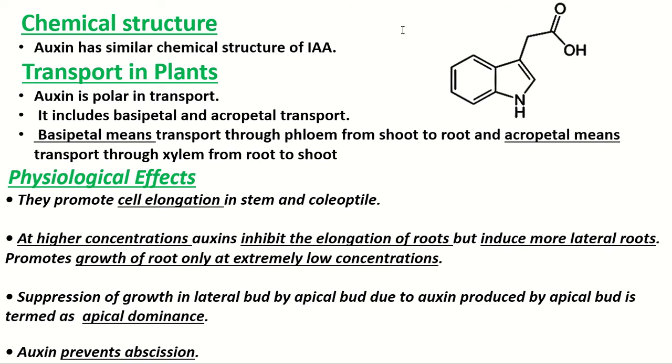Auxin prevents abscission. Abscission is the process of natural detachment of parts of the plants like dead leaves and ripe fruits. So auxin prevents the detachment of plant pods.